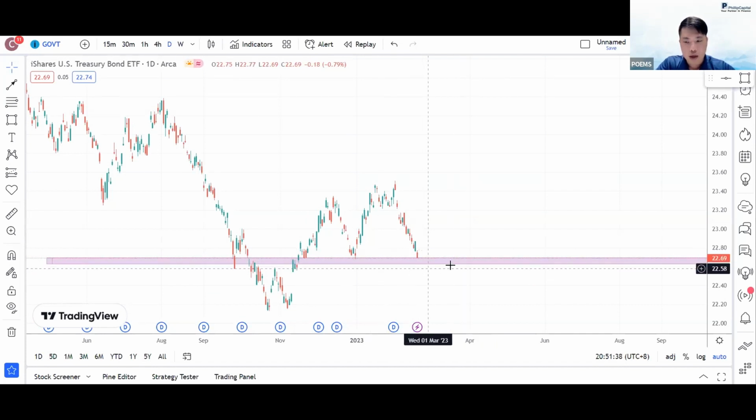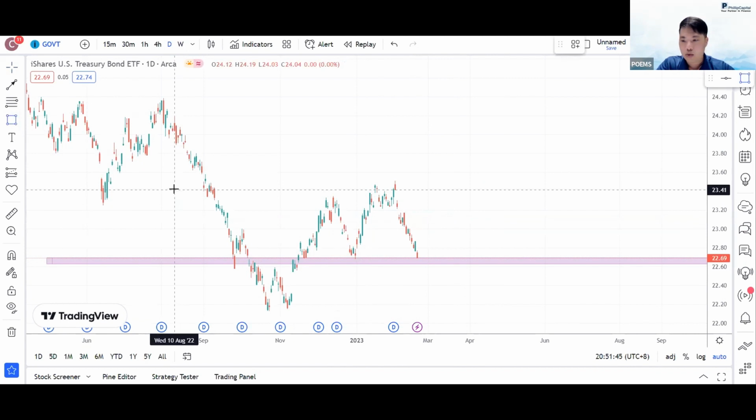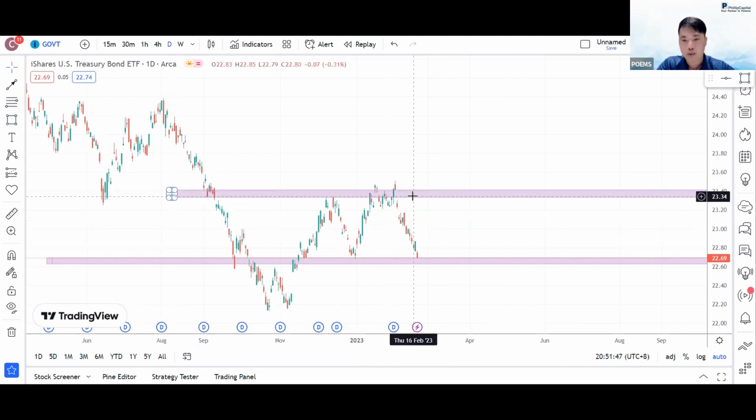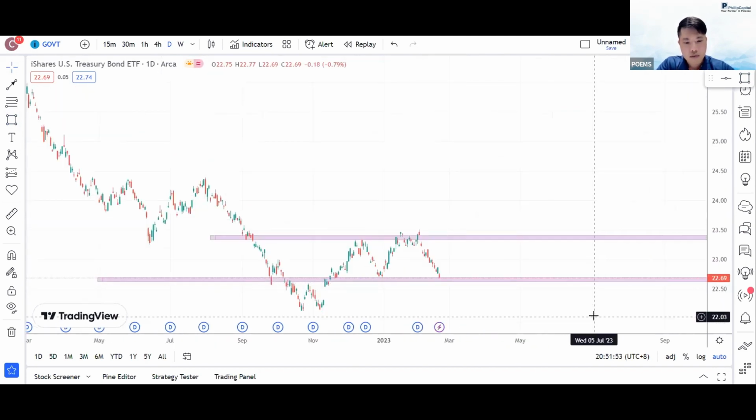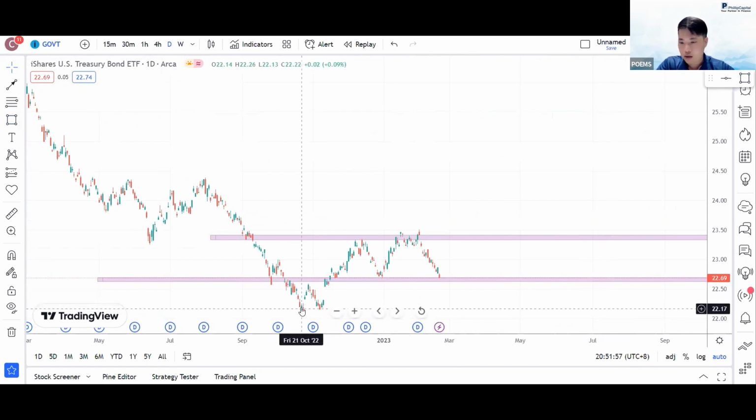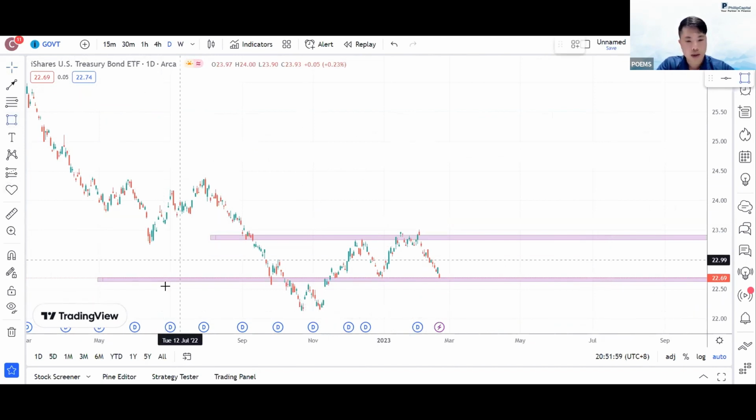Then as long as price continues to hover above, we should be able to see an upward movement to around the 23.4 level. But if price were to go down, then chances are that we will go back down to the previous low at around 22.1. That's for GOVT.